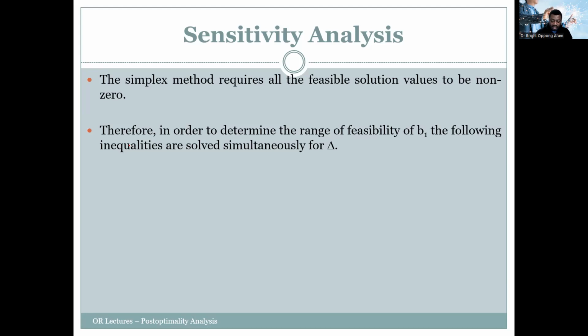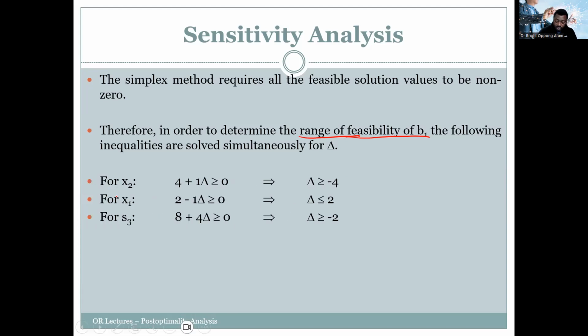Therefore, in order to determine the range of feasibility of BI, so the values of BI that will still maintain the solution as optimal, the following inequalities are solved simultaneously. The X2 value is 4 plus delta greater than or equal to 0. That means that the delta is greater than or equal to minus 4 if you work it out.